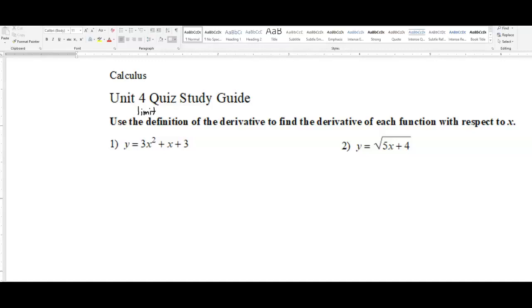When you want to use the limit definition, instead of saying this is y, I'm going to call this f of x, just so it fits our other notation for the time being. So the first thing that we like to do is find out what is f of x plus h, and I'm going to use h instead of delta x. I don't like delta x, it's clunky and confusing looking. So that's going to look like this.